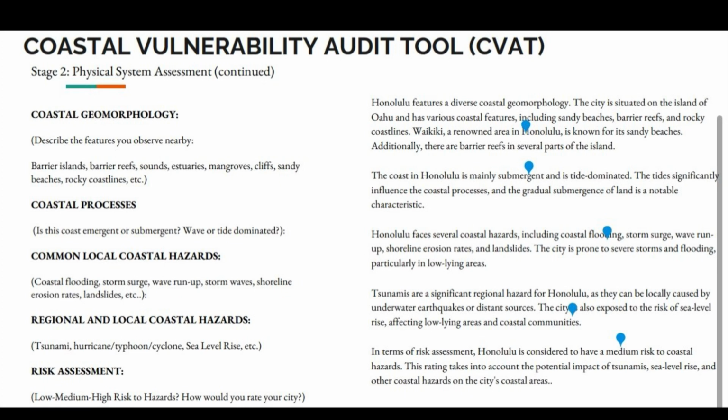For Stage 2 Physical System Assessment continued, on this slide I show the coastal geomorphology, the coastal processes, the common local coastal hazards, the regional and local coastal hazards, and the risk assessment. Honolulu has a very diverse coastal geomorphology, so the coast in Honolulu is mainly submerged and is tide dominated. That means that the waves from the surrounding oceans almost but not entirely submerge the island.